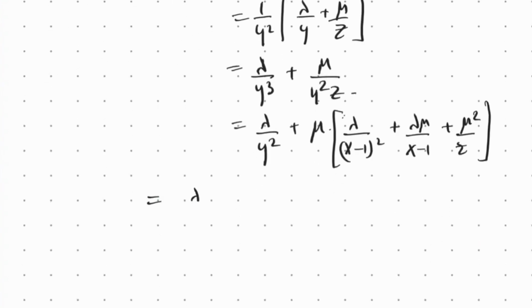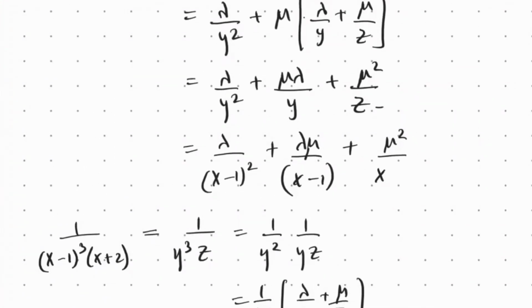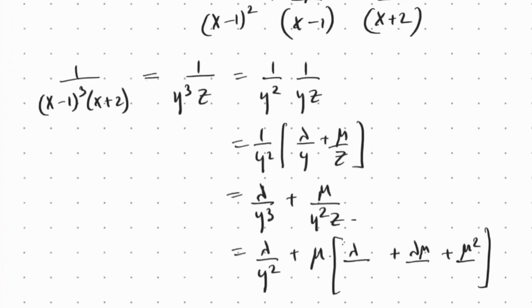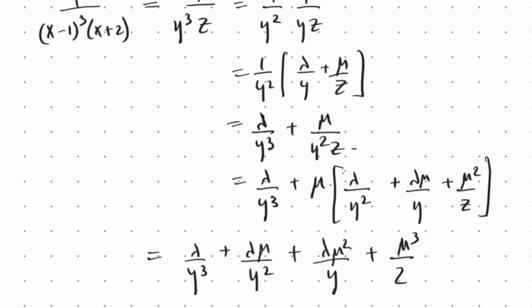So if I simplify, I get lambda over y squared plus, or why did I put x minus 1? So this is, oh, I have messed it up. I have put z here. This is going to be x plus 2. Right, let's put the yz version. So this is going to be y squared, y, and z. So upon simplification, you get lambda mu over, I think I'm making a lot of mistakes. This is going to be y cube, right? Lambda mu squared over y plus mu cube over z.